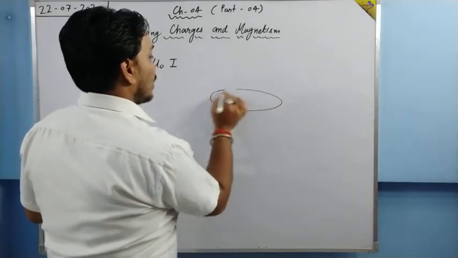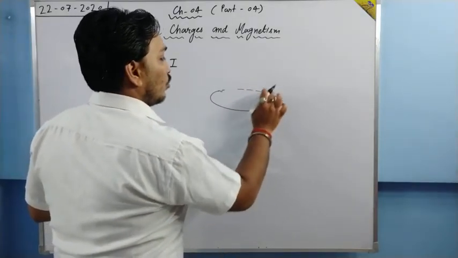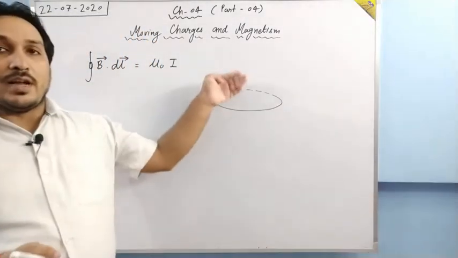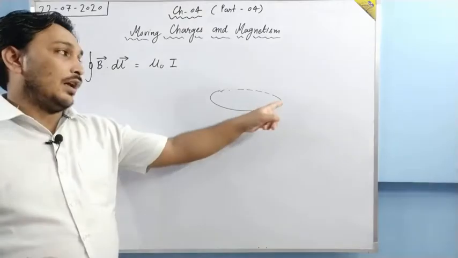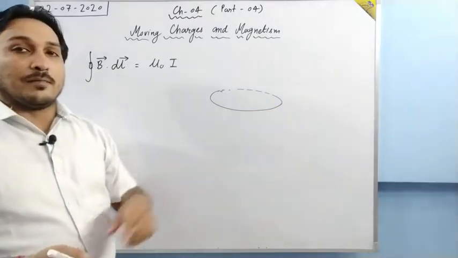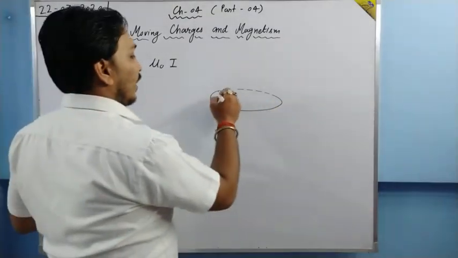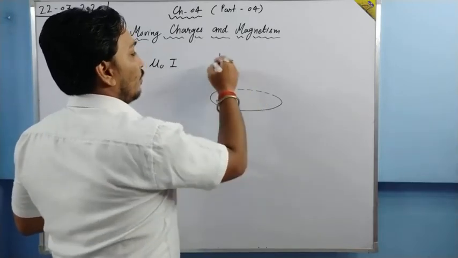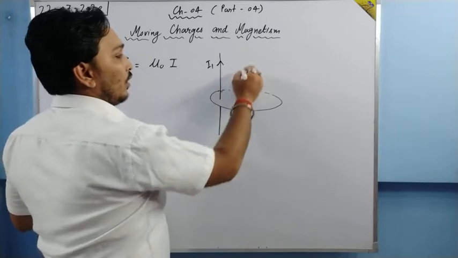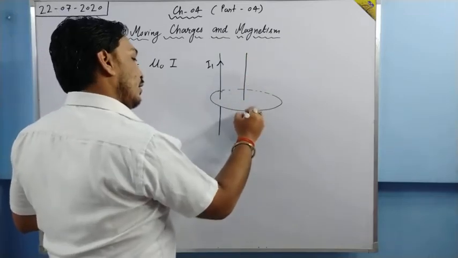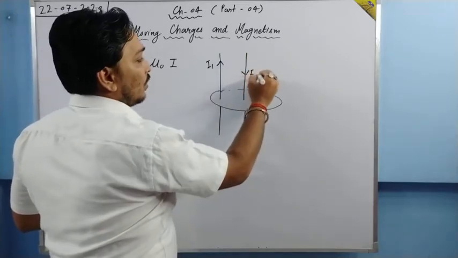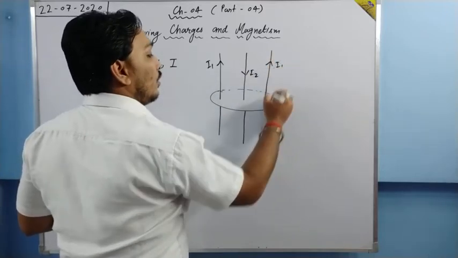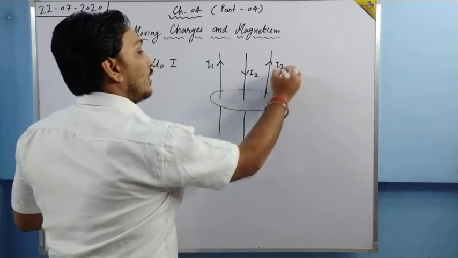Suppose a closed loop is like this. I have made the part which is at the back dotted and which is at the front with dark line. Suppose so many wires are there which pass through this loop, right? From one wire current I1 is going, from one wire the current I2 comes down, from one wire current I1 goes up, I3 let us say.